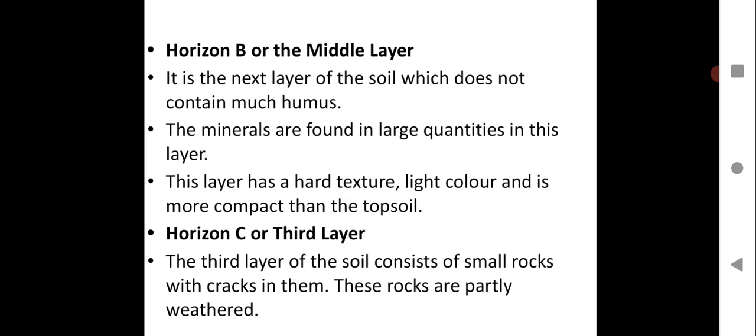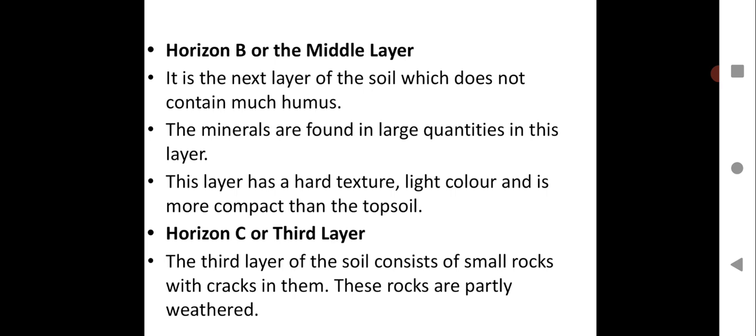So it is the next layer of the soil which does not contain much humus. The topsoil contains humus, but the next layer does not contain much humus. The minerals are found in large quantities in this layer. So where the topsoil, that is horizon A, consists of organic matter, which is rich in nutrients, this contains a large amount of minerals. And this layer has a hard texture, whereas topsoil or the A horizon has a soft texture. Texture you can feel by touching. As you touch fabric or any surface, you know the texture is rough or smooth or soft. So similarly, soil also has a particular texture.